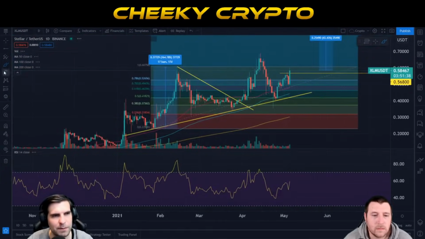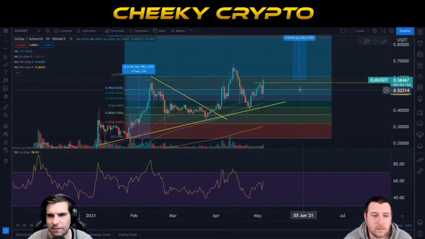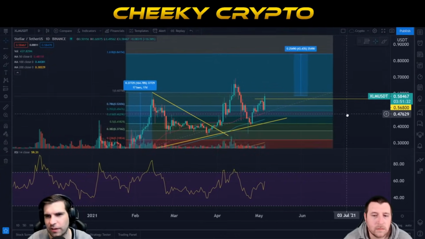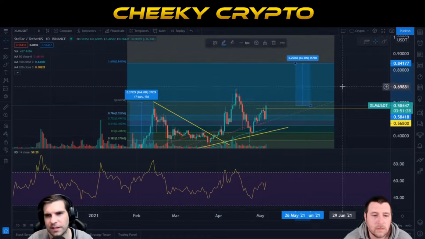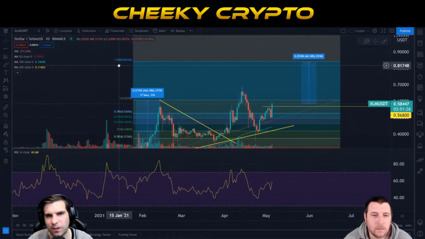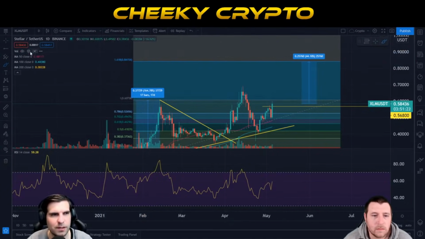I'll just pull this back up into our daily here. And so you can see the daily here. We're looking to come down to that 56.8. You can see that on the chart there. The first price target is only about 44% away, which comes in at 84.1 cent. That's the first price target here for XLM. So a pretty juicy price target when it comes to XLM.